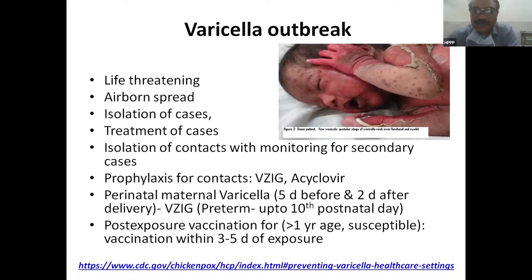And these photographs, we remember, are from our unit. This baby was a neonate who contracted varicella from the mother. Following varicella, he developed staphylococcal scalded skin syndrome. He was admitted in our unit, and subsequently he developed toxic shock syndrome, and we lost that patient. This is a very classical example of varicella getting complicated, developing shock, and we lost these patients.